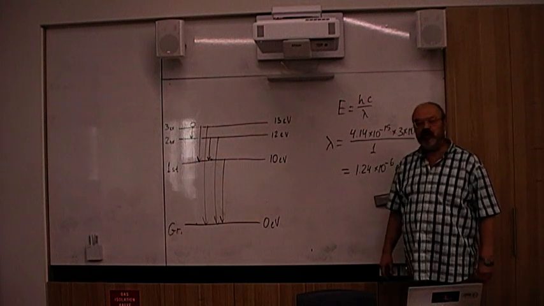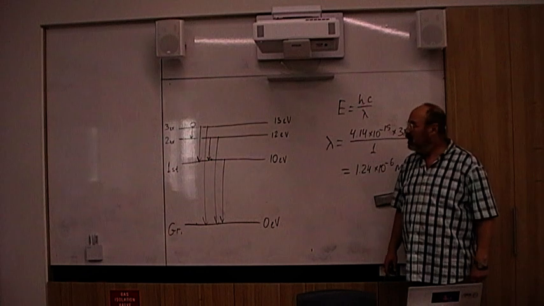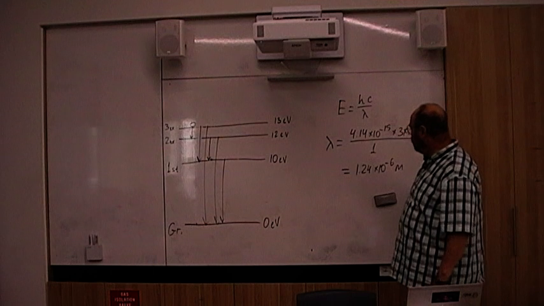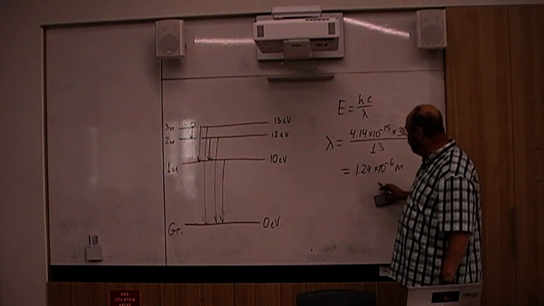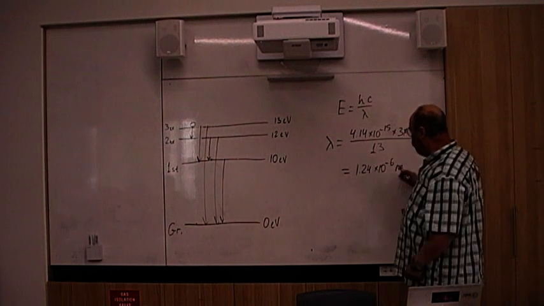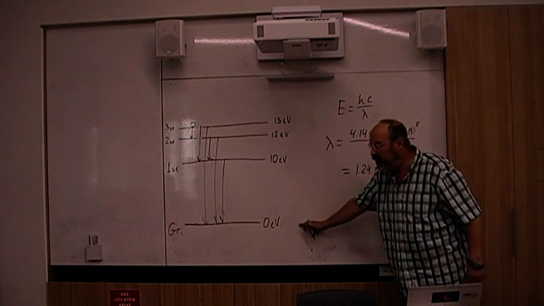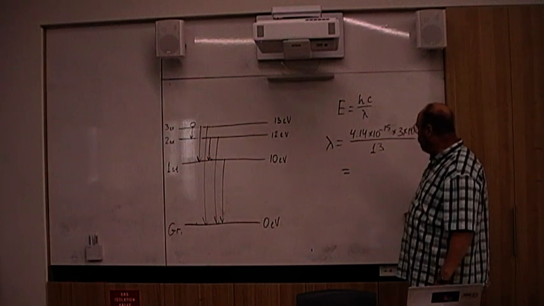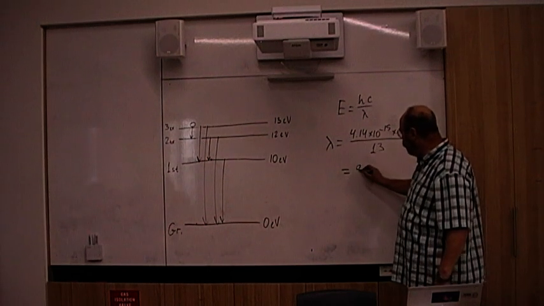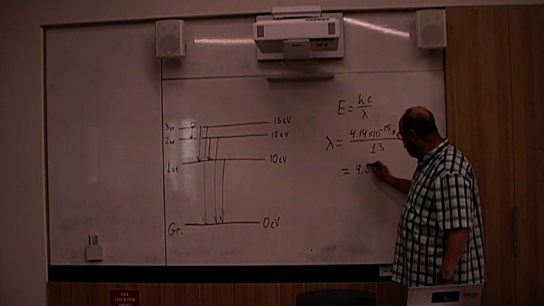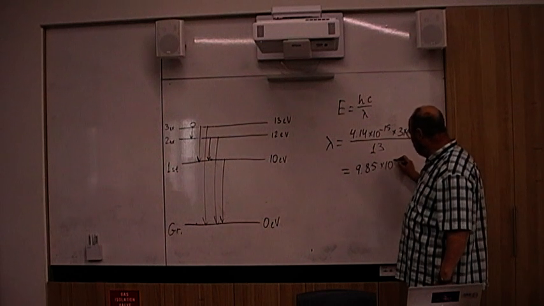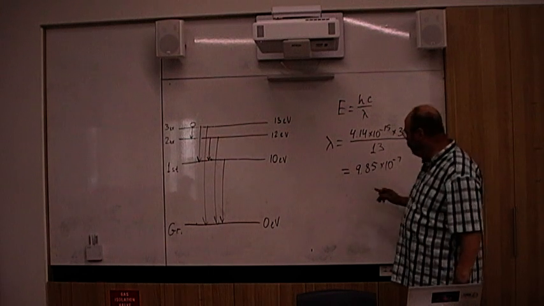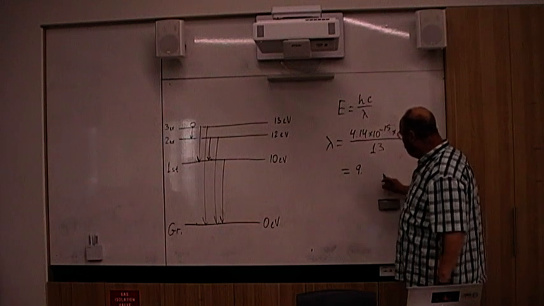What will be the shortest wavelength emitted? The transition from 13 to 0. So if we put here 13, we divide by the biggest change in energy, 13, and then we will get about 9.55 times 10 to the negative 8 meters. Can you check? 9.55 times 10 to the negative 8.